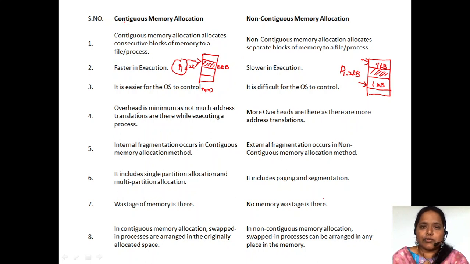So overhead is minimum. Why? Because everything is in one place. Overhead is maximum in non-contiguous memory allocation. Why? Because we have the data in different parts of the memory. Internal fragmentation occurs in contiguous memory allocation.